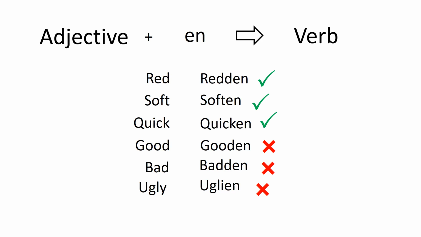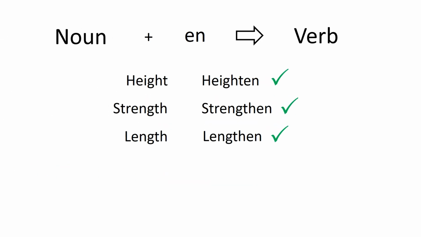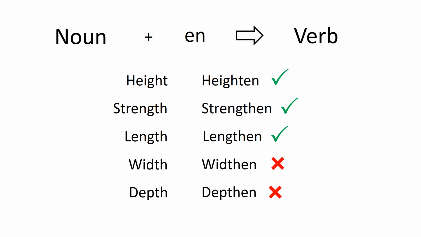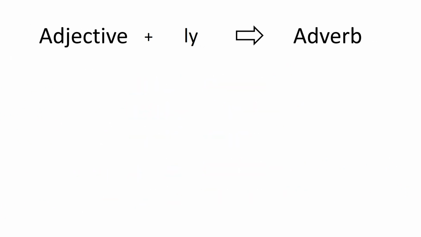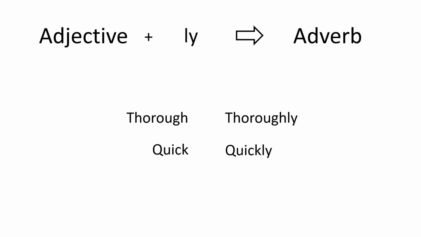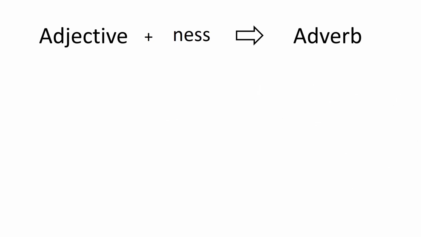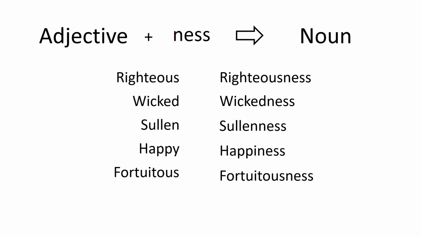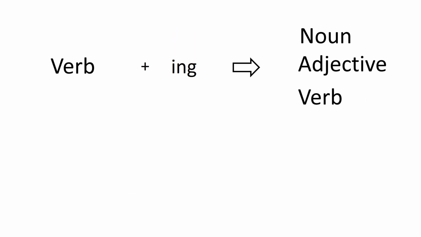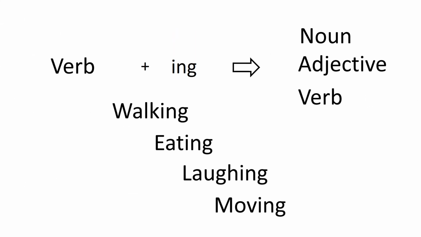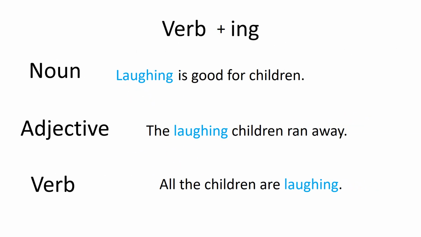There are also some nouns to which we can add -en to get verbs, but this won't work with all nouns either. Many adverbs can be derived from adjectives by adding -ly to the adjectives. In this way, we get quickly from quick, thoroughly from thorough, daintily from dainty, and vastly from vast. If instead of -ly we add -ness to adjectives, we get nouns instead of adverbs. Adding -ing to the end of verbs yields words that can be used as adjectives, nouns, or verbs. We usually infer which role these words are playing on the basis of where they occur.